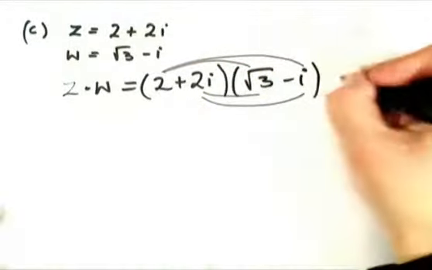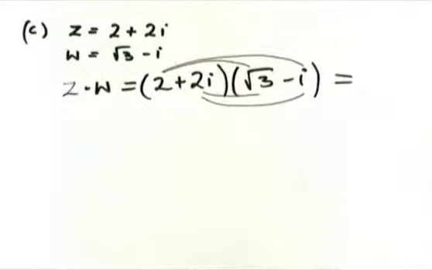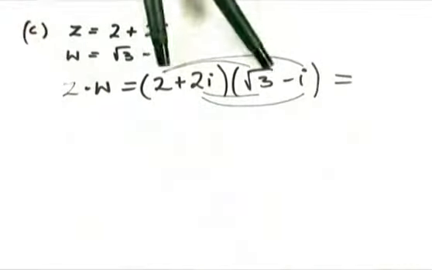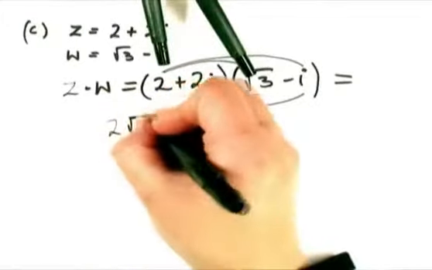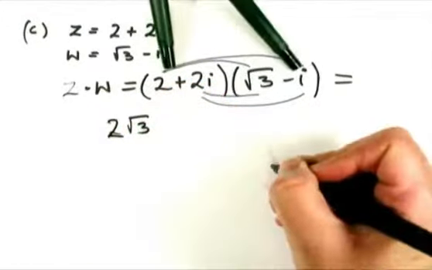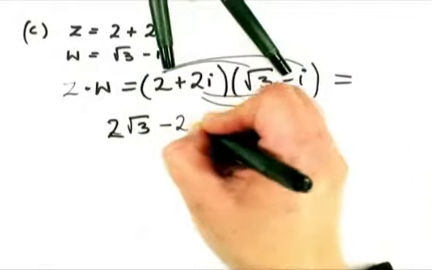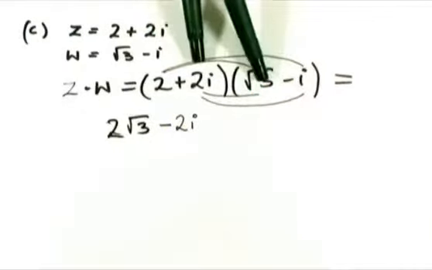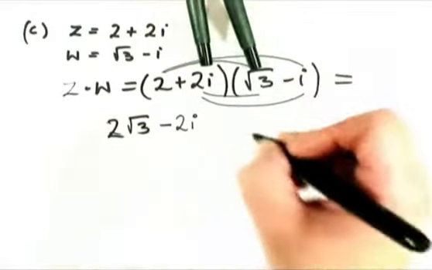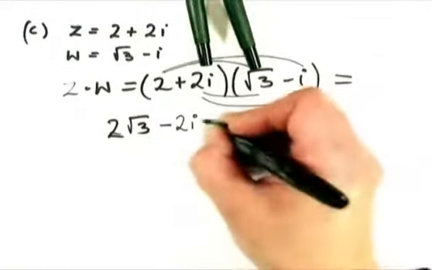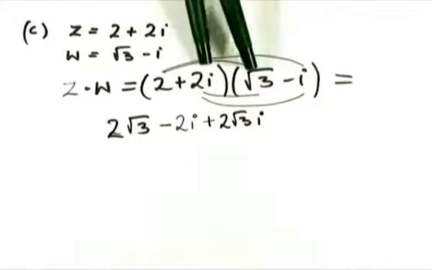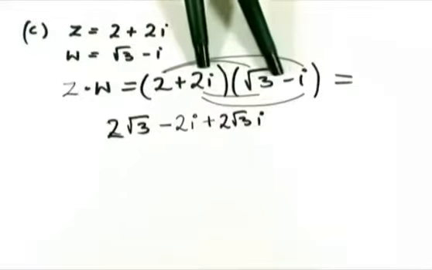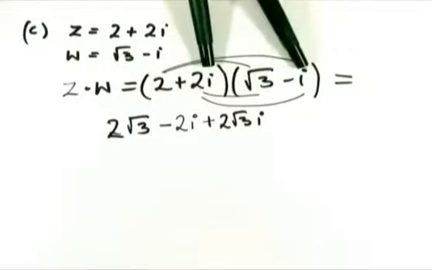Okay, so this is equal to: we have 2 times root 3 is 2 root 3. Then 2 times minus i is minus 2i. Then we have those two: 2 times root 3, 2i is plus 2 root 3i. I multiply numbers with numbers and I put the i. And then we have the last one, which is those two.